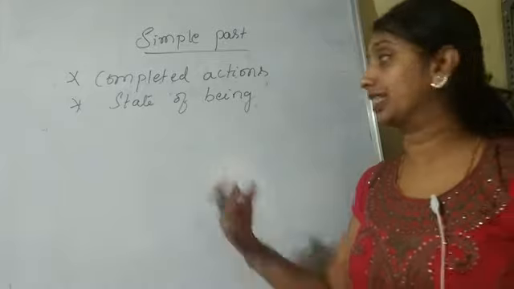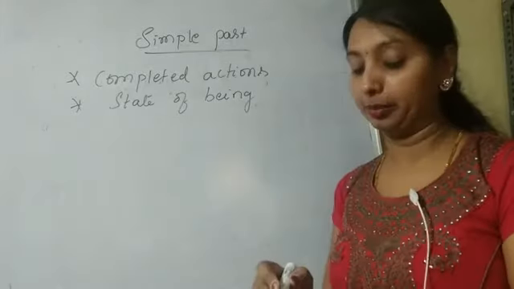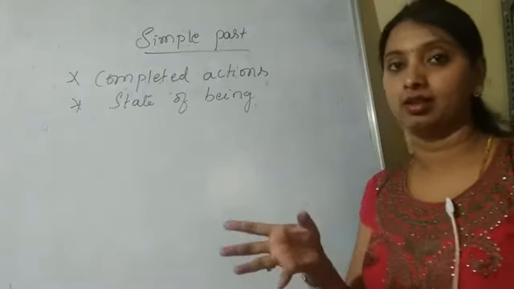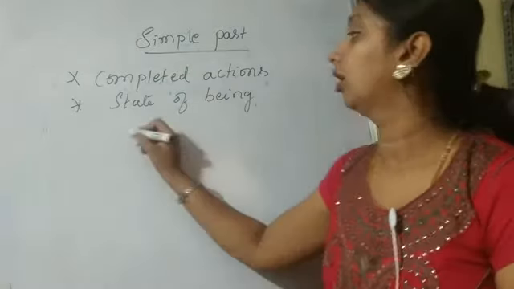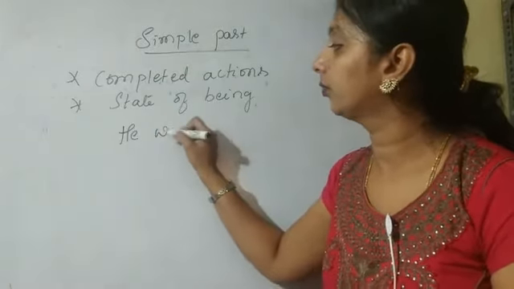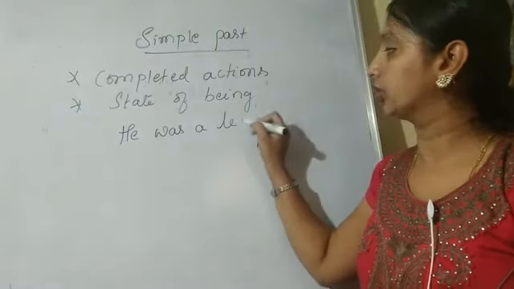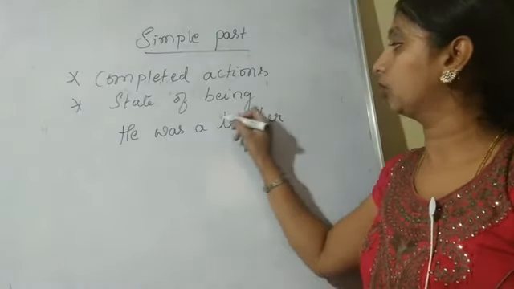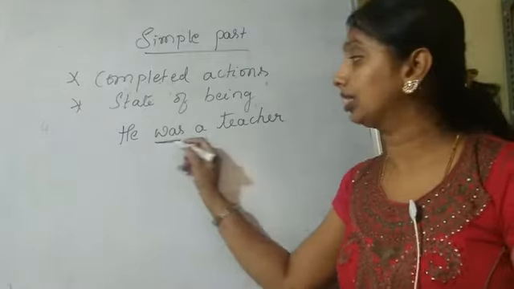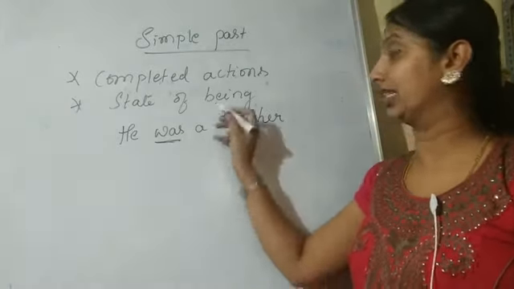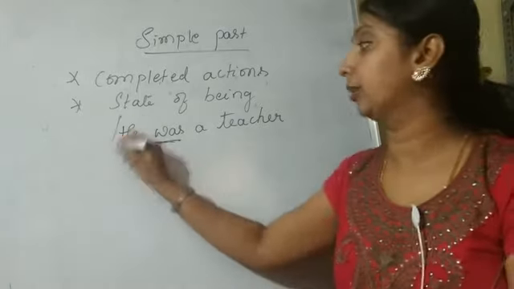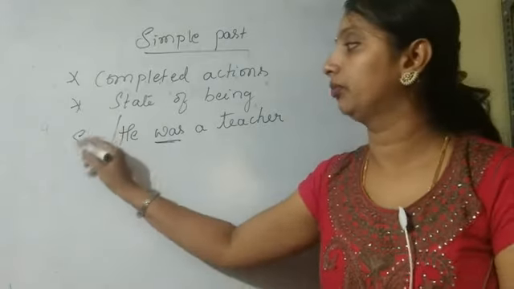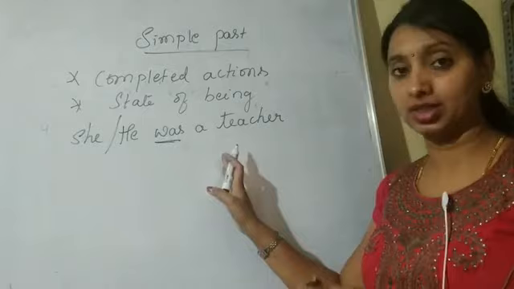When we talk about state of being, see for example, in the present tense I had said he is a teacher. So in the past tense it means in the past what he was. He was a teacher. So was is a past tense and it is showing the state of being. So for this type of sentences also we use simple past tense. So he was a teacher. For she also we have to go for was a teacher.